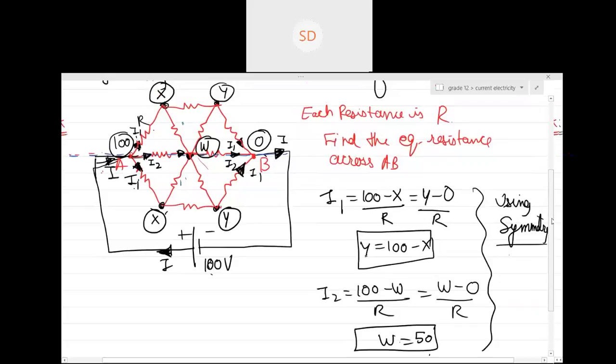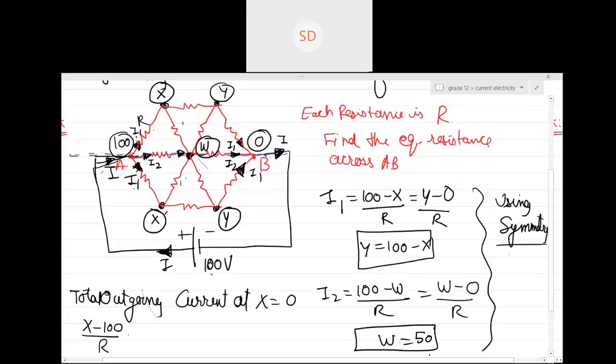You know how to find out the voltage at x. We say the total outgoing current, which we used to do in nodal analysis, at x equals 0. So x minus 100 divided by r plus, although I know the current is going from 100 to x, but still when we talk about total outgoing, we see the variable x as the biggest of all. So always the current will be going out from x.